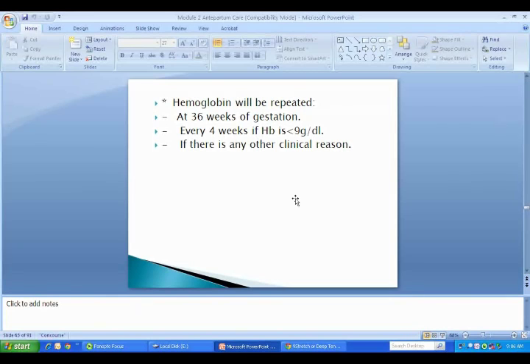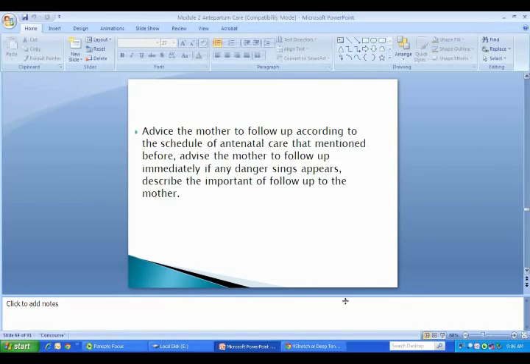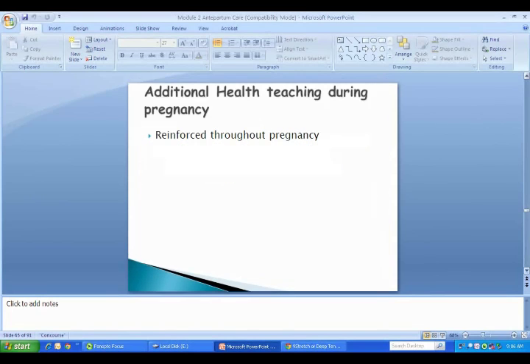Also, on the H&H, if she is anemic, we'll retest it at 36 weeks. And if she's very low, less than 9, every 4 weeks, we're going to recheck her H&H. And we review danger signs at each visit that require immediate attention.